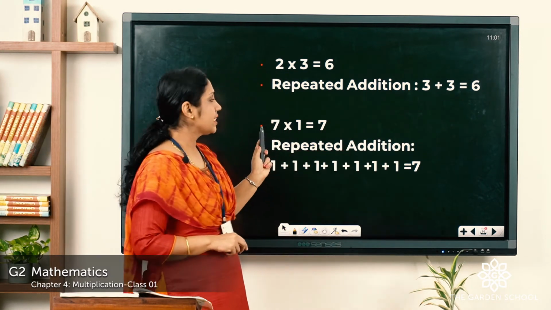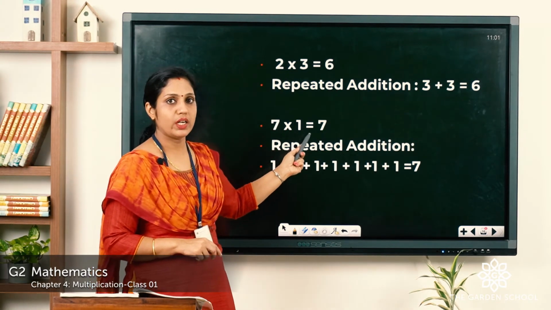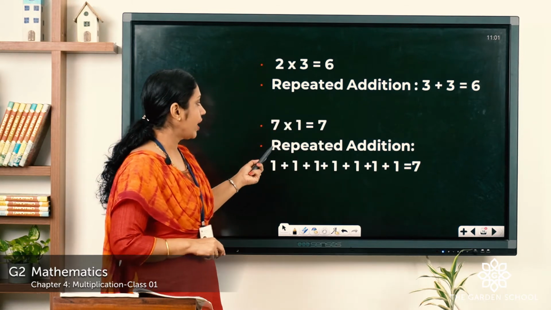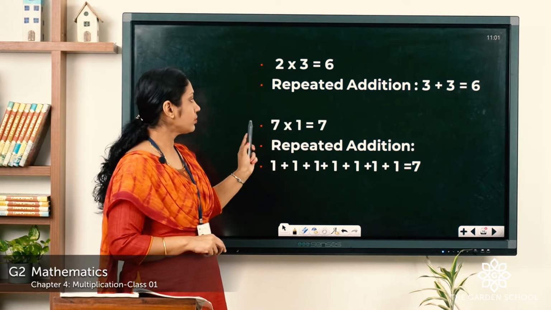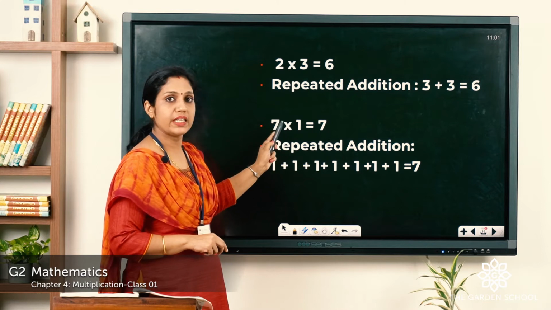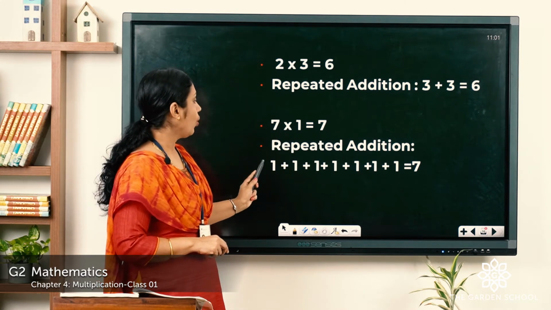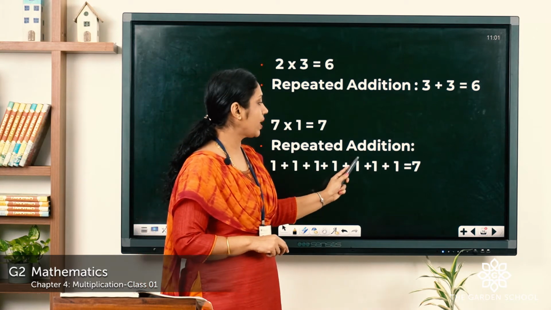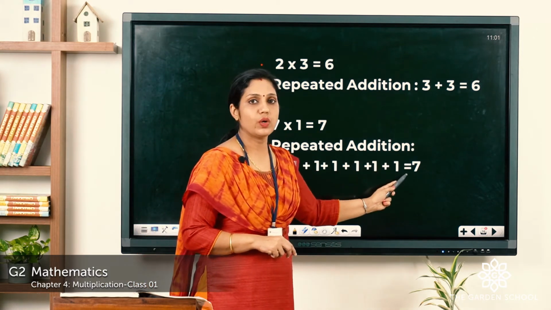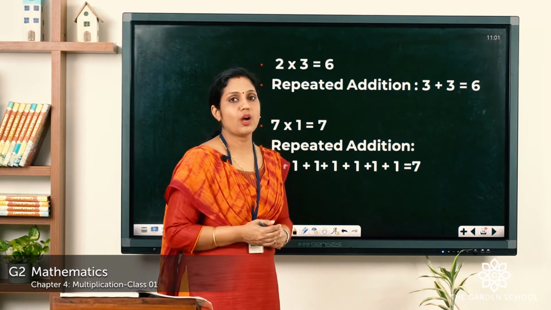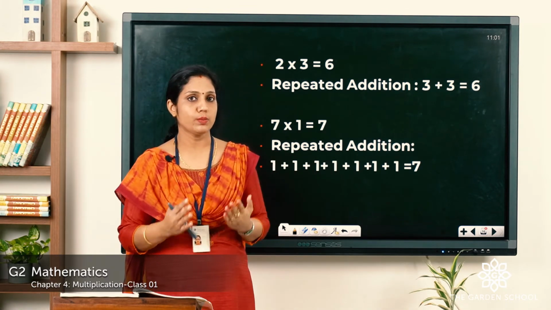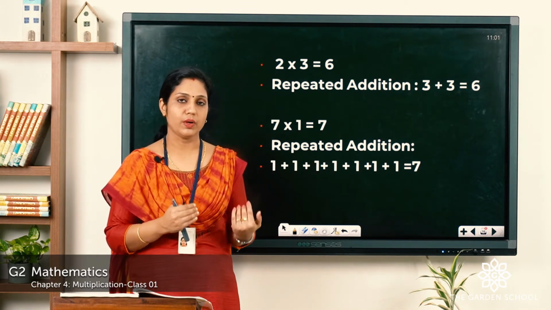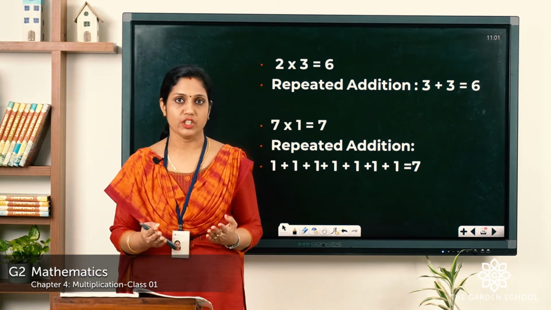The next one, 7 into 1 is equal to 7. So we have to write it in the repeated addition form. 1 has been repeated 7 times. So 1 plus 1 plus 1 plus 1 plus 1 plus 1 plus 1 is equal to 7. So this is how we can change the repeated addition into multiplication, and similarly multiplication form into the repeated addition form.